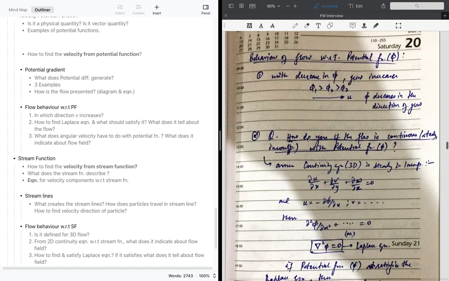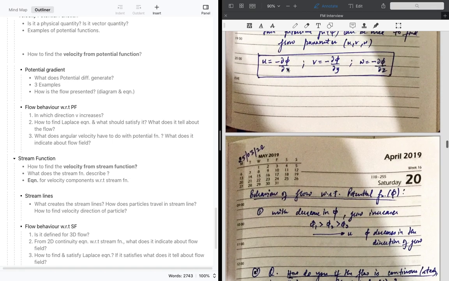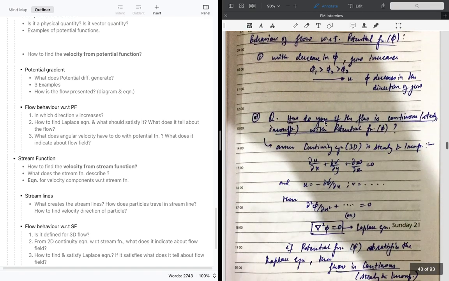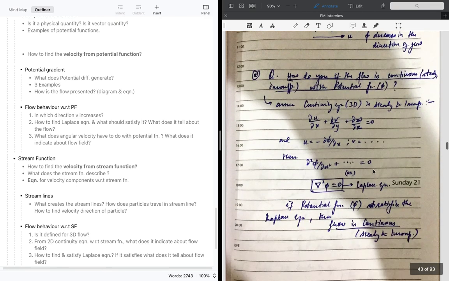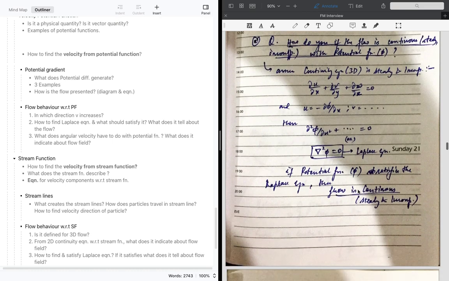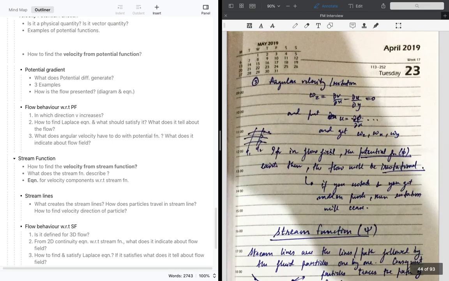And as we know from the equation of the velocity with respect to the potential function, we put this equation in the continuity equation, and we get such a representation. This representation can be shortened like this, and this shortened equation is called the Laplace equation. If this potential function satisfies the Laplace equation, then the flow is continuous. That means it is steady and incompressible.